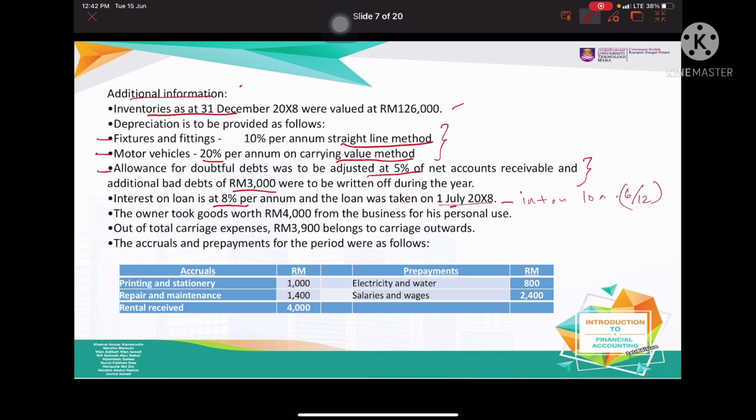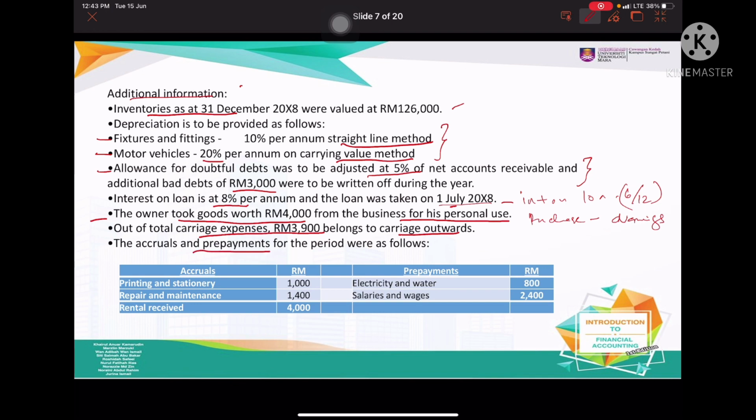And then what else do we have here? The owner took goods, 4,000, from the business for personal use. If the owner took goods, what we have to do is our purchases should be minus the drawings. Because when the owner took goods, the amount that we purchased is actually used for personal use. So 3,900. We have to find the total expenses, and the 3,900 is for the carriage outward.